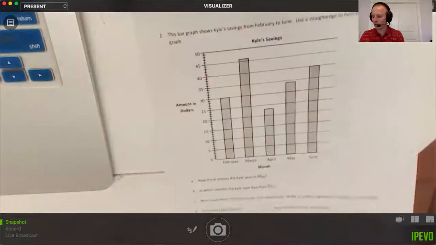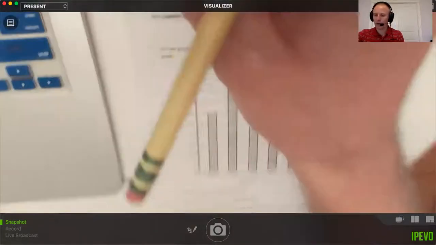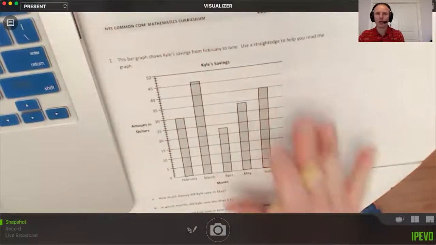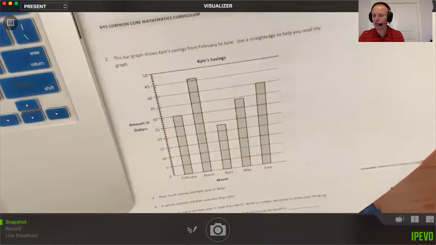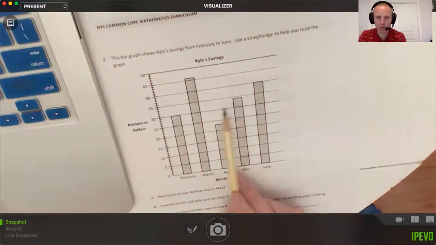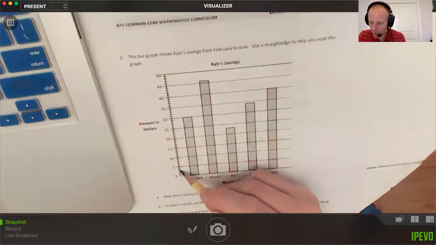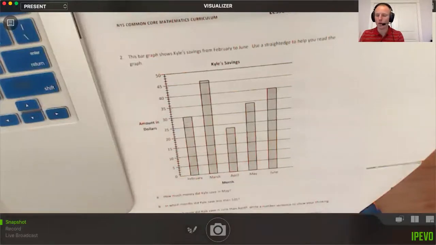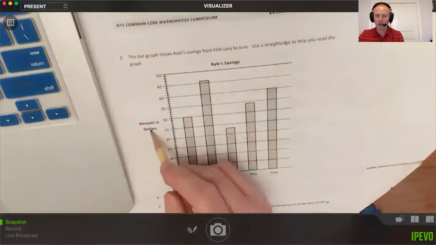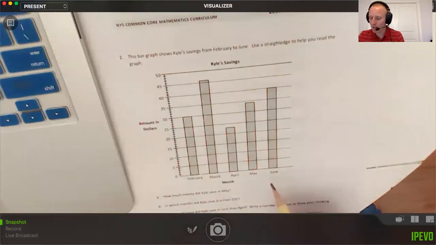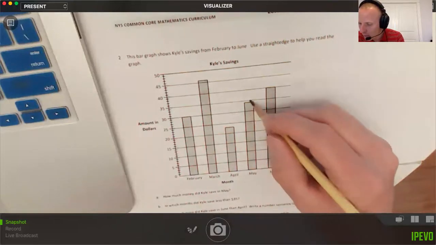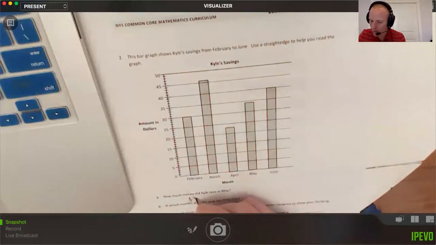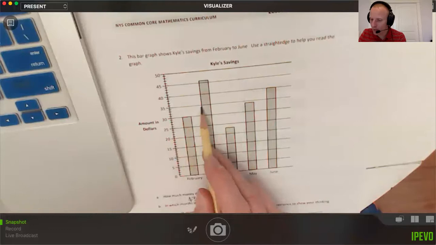There's another question similar to that on the back. Let's do that one now. This bar graph shows Kyle's savings from February through June. Use a straight edge to help you read the graph. They're saying that because you have 0, 1, 2, 3, 4, 5. Each little mark on there represents $1 amount in dollars. So how much did Kyle save in May? So we find May and we say 5, 10, 15, 20, 25, 30. And we're not up to 35, we're at $34 there. What they're saying is use a straight edge to measure straight across. You can see that he's at 34 there.